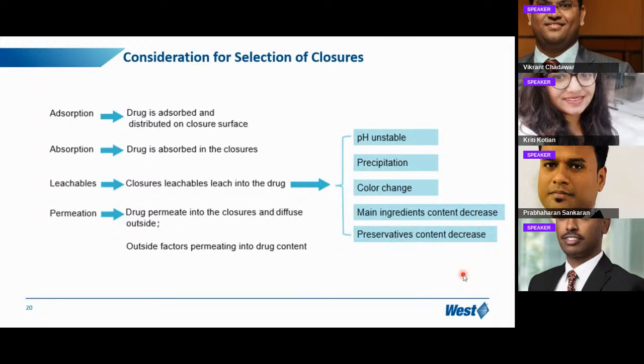The definition of extractables is the compounds that can be extracted from individual components of a packaging system under stressed conditions. So extractables we generally get from the rubber stoppers, while leachables are the extractables that migrate from the packaging system into the drug product during storage. Leachables are generally observed when your drug product is in contact with your rubber stoppers.